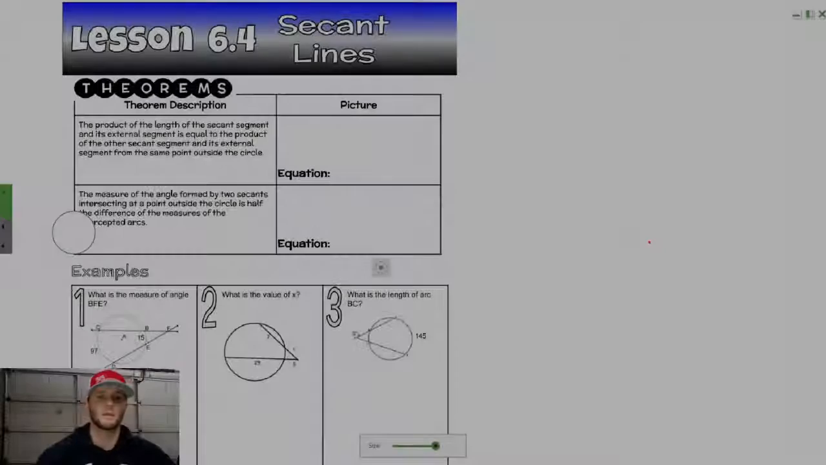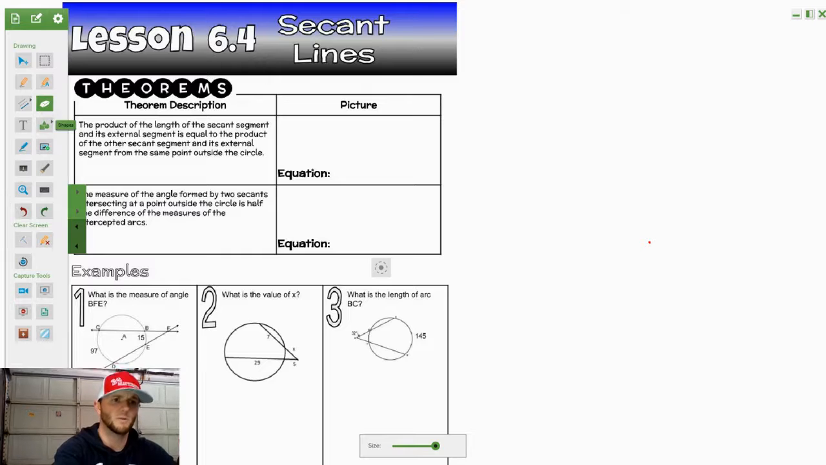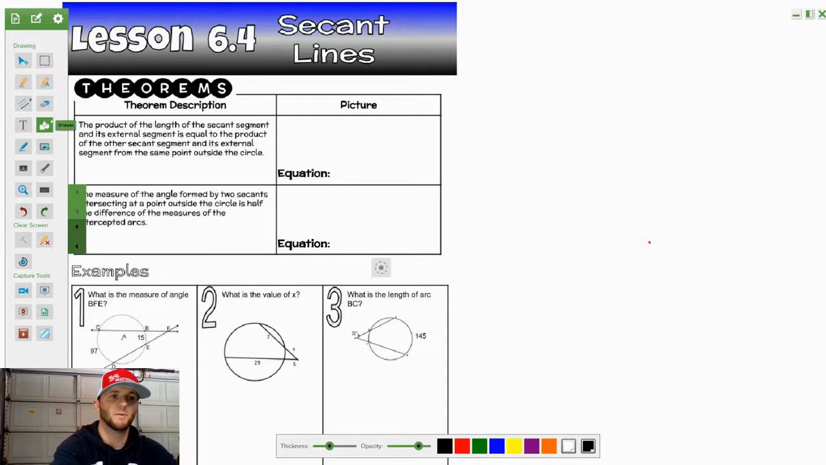So on the first definition here, it says the product of the length of the secant segment and its external segment is equal to the product of the other secant segment and its external segment from the same point outside the circle. Right now, this definition, whenever you read it, can be a little bit confusing at first.